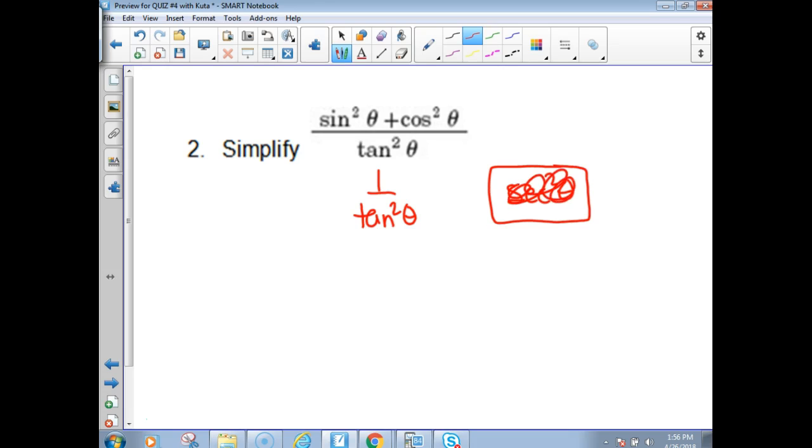Oh, I don't know why I wrote secant squared. My brain was somewhere else for a moment. I literally was thinking about something completely different. I should just record that over again.